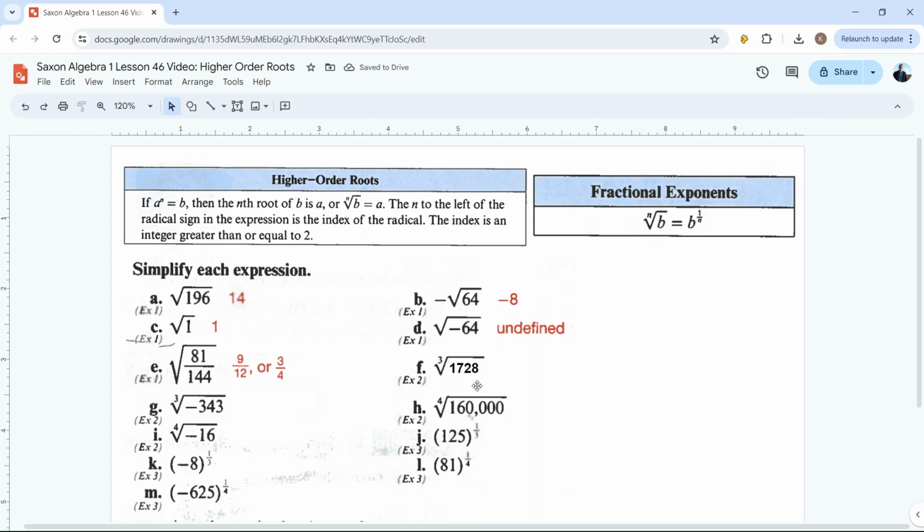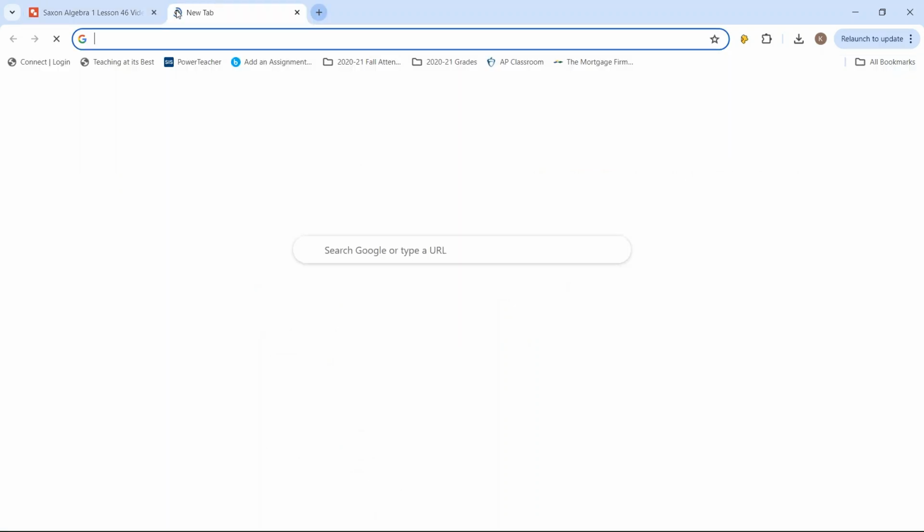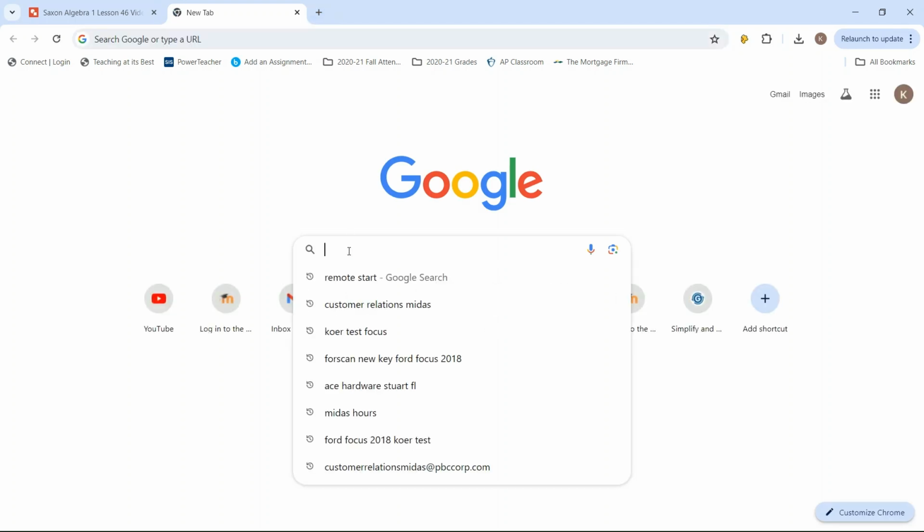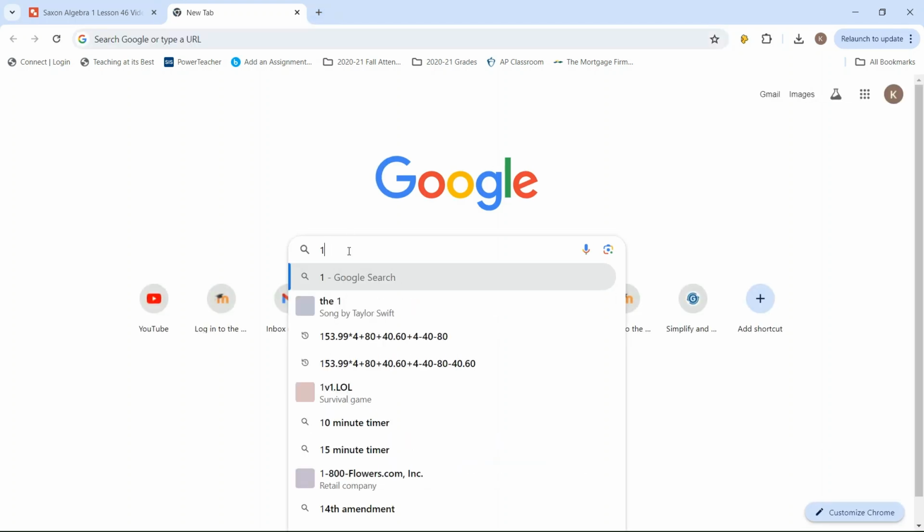Ooh, here we get a hard one. I don't know off the top of my head what the cube root of 1,728 is. In fact, I have very few cube roots memorized. But you can use a calculator to figure out more advanced cube roots. 1,728. So let's go to a calculator. We're going to do 1,728.